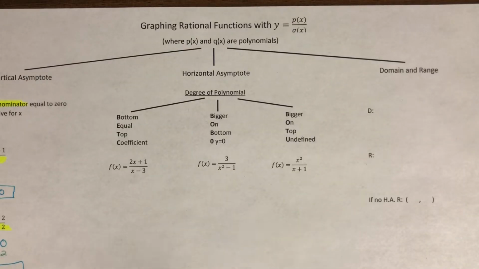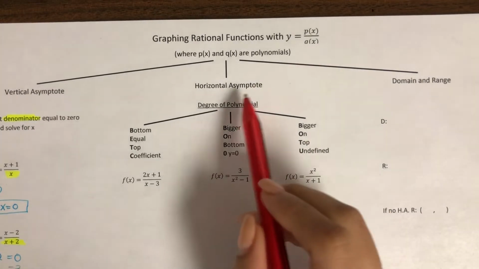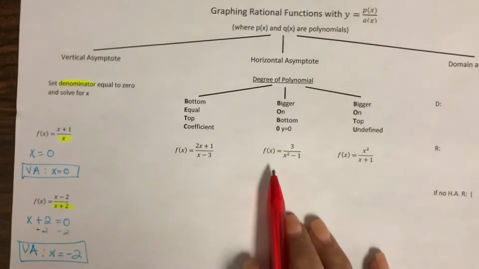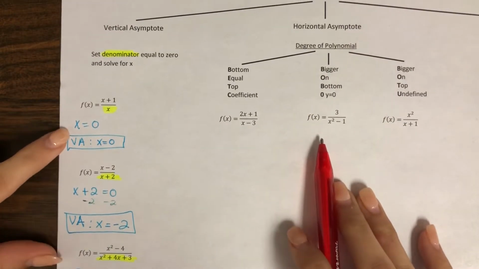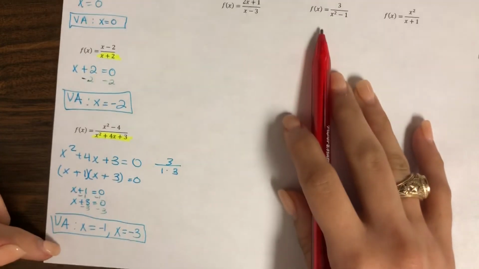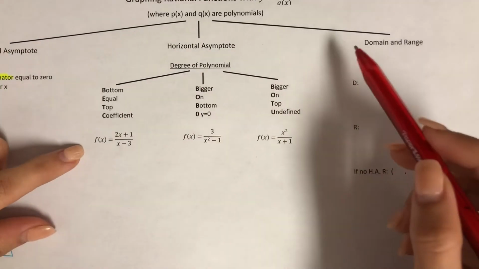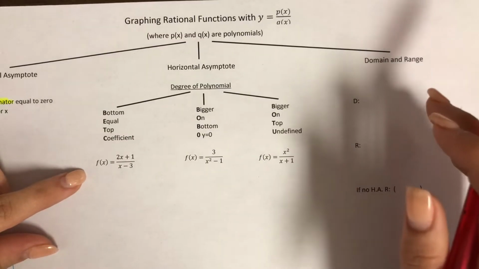All right, so what we are going to be doing today is graphing with horizontal asymptotes. Yesterday we went over vertical asymptotes. We set the denominator equal to 0 and we find our vertical asymptotes that way. So what we're going to be doing is focusing specifically on horizontal asymptotes.